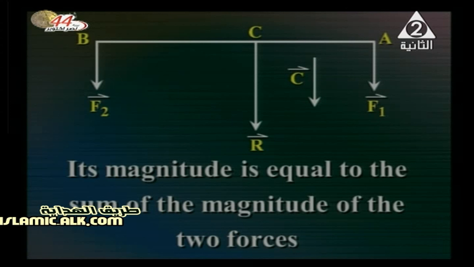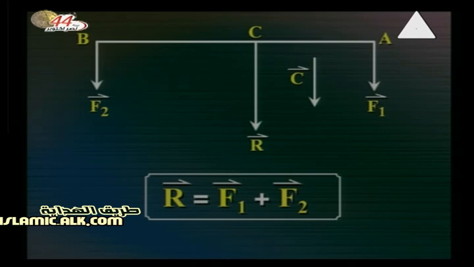We have F1 and F2, two forces. The first acts at point A, the second acts at point B. Then the resultant of the two parallel forces equals the sum of the two forces, F1 plus F2, and its direction is the same as the direction of F1 and F2. Then vector R, the resultant of the two forces, equals F1 plus F2.